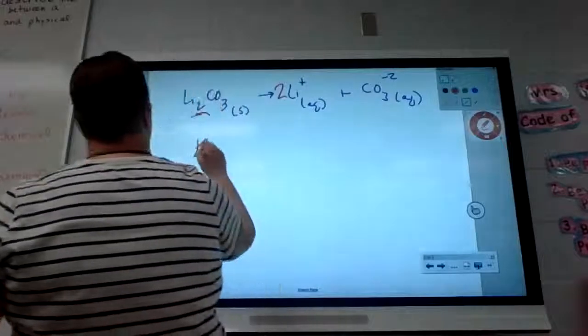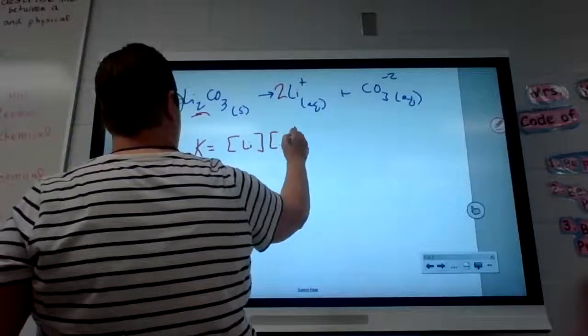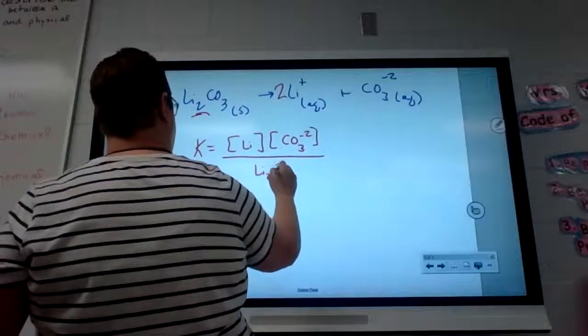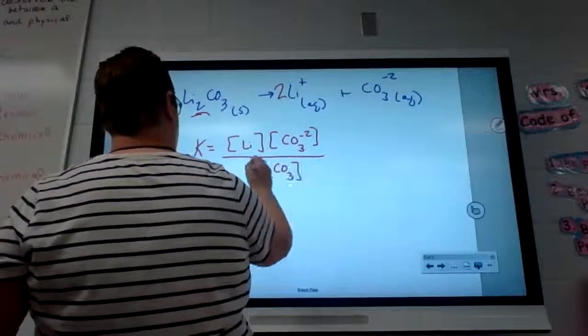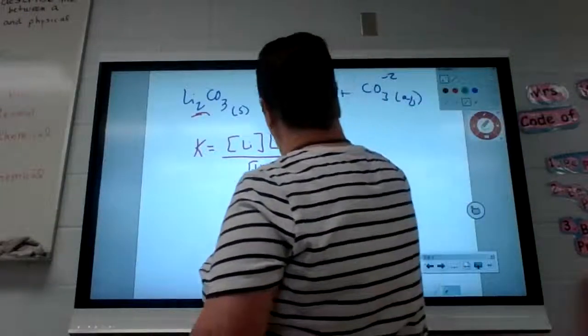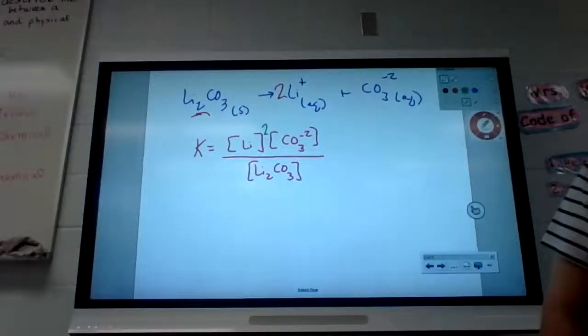All right, so K equals Li CO3 over Li2CO3. Oh, I see what I did there. I put the 2 on the outside of the -2 on the outside. Oh, okay. Yeah, that's an ion.